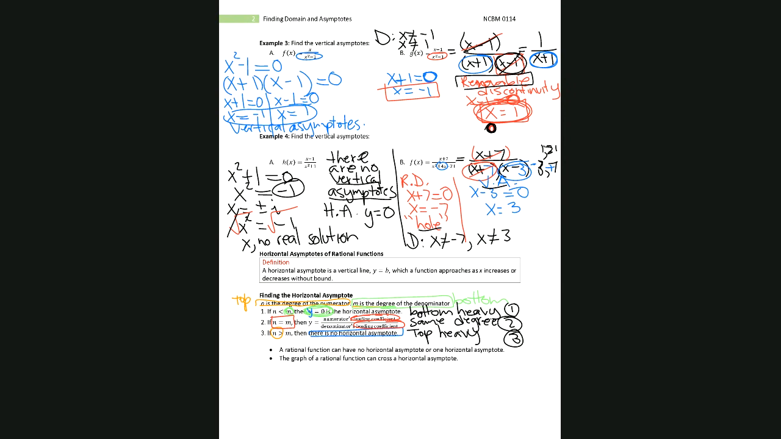A rational function can have no horizontal asymptote or one horizontal asymptote. The graph of a rational function can cross a horizontal asymptote. So that is okay. However, if it was vertical, those are not crossed. So let's complete the last example, 5 and 6. It says here, find the horizontal asymptote. So here we have the degree of the top is a 2, the degree of the bottom is a 2. That tells me this rational function is of same degree.